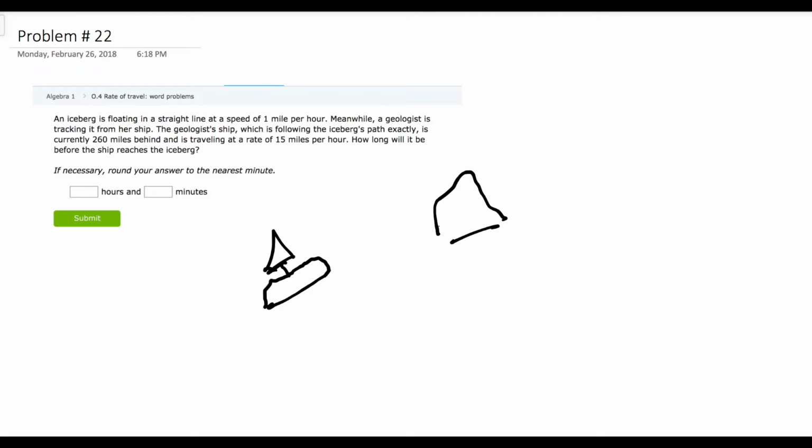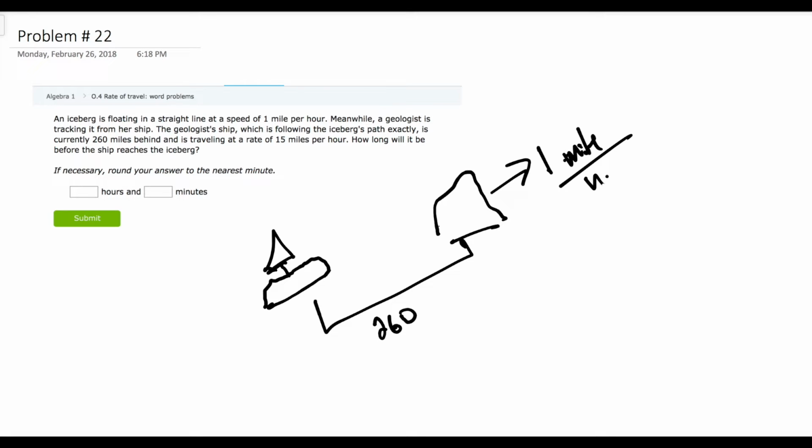It is currently, okay, so this distance right here is 260 miles behind. And this iceberg is going 1 mile per hour. And this ship right here is traveling at 15 miles per hour. How long will it be before the ship reaches the iceberg?